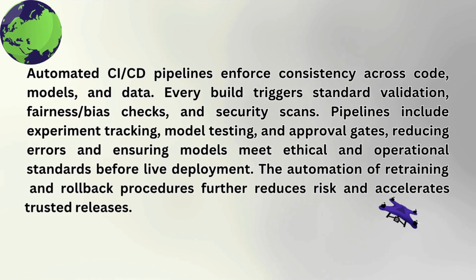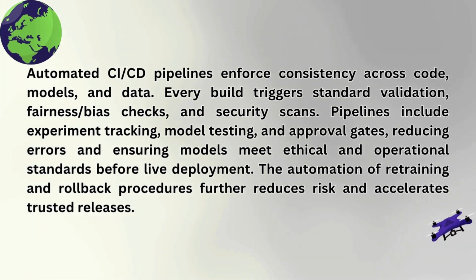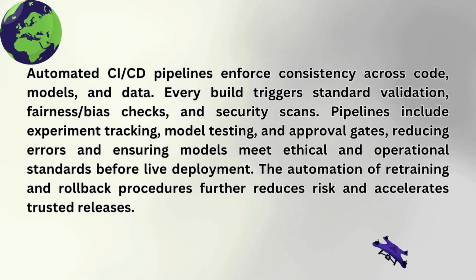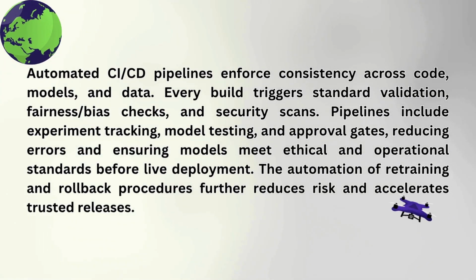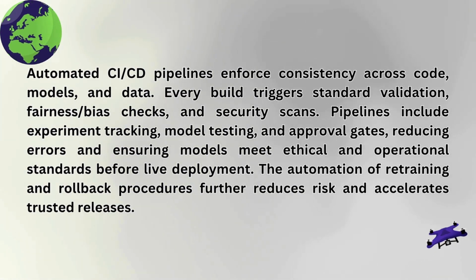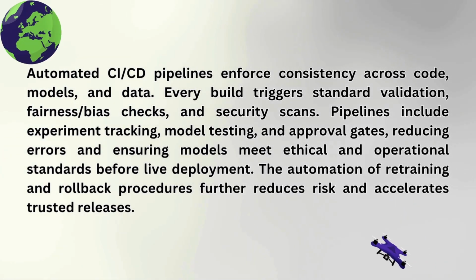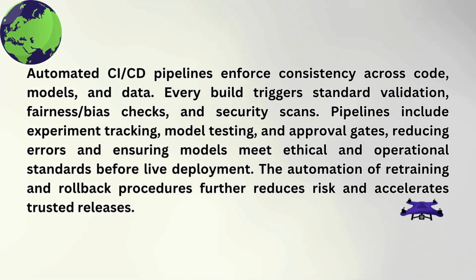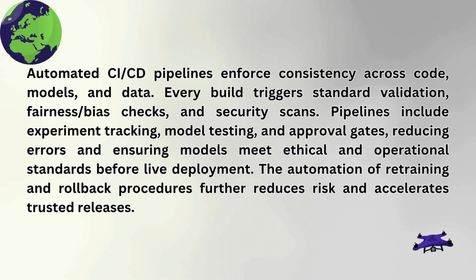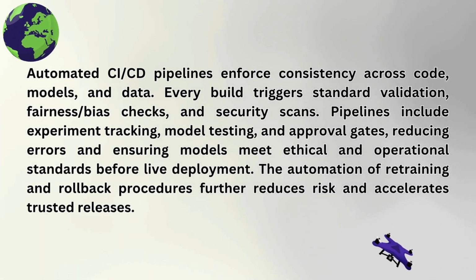Automated CI and CD pipelines enforce consistency across code, models, and data. Every build triggers standard validation, fairness/bias checks, and security scans. Pipelines include experiment tracking, model testing, and approval gates, reducing errors and ensuring models meet ethical and operational standards before live deployment. The automation of retraining and rollback procedures further reduces risk and accelerates trusted releases.